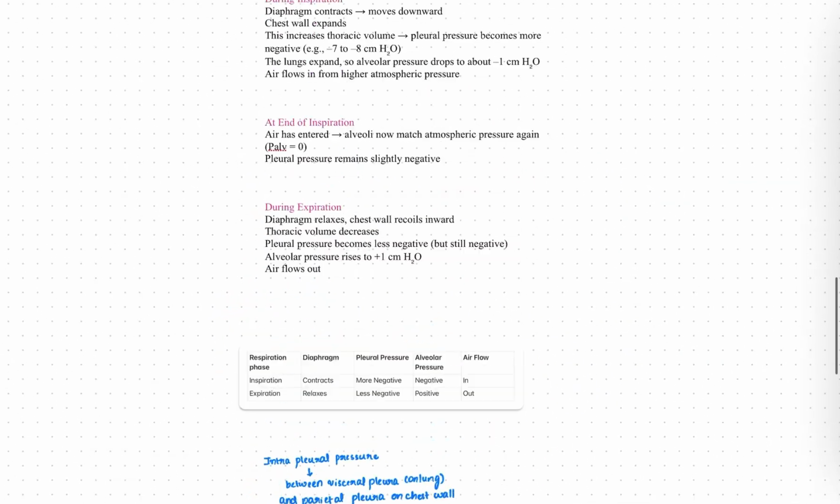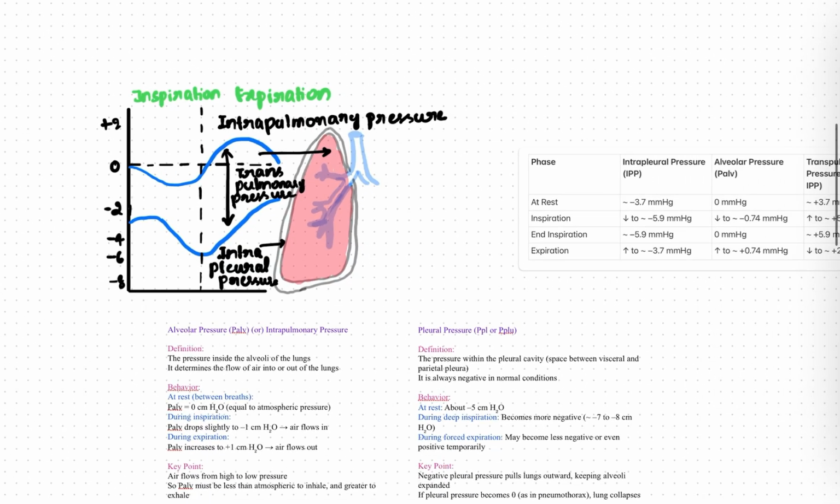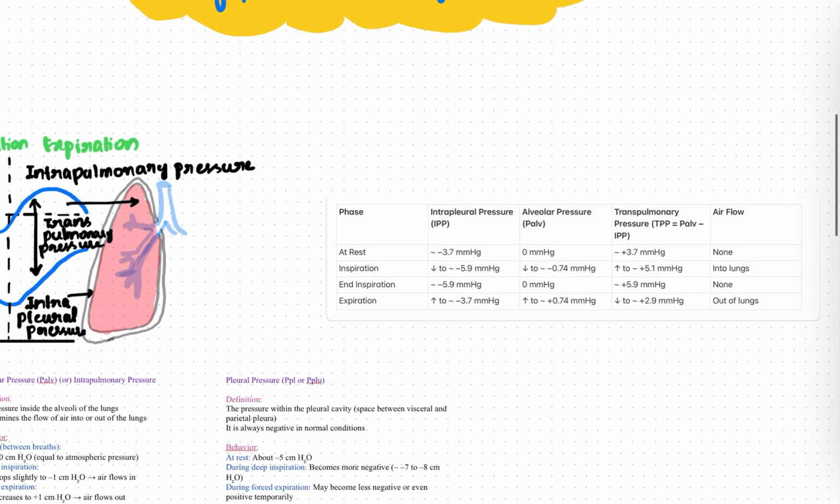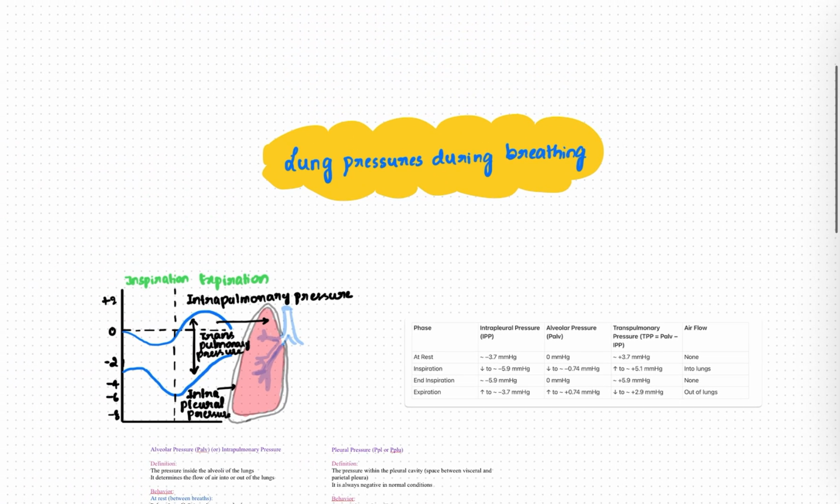So these are the important things we have to remember. These are the important lung pressures. The intrapleural pressure is always negative, the transpulmonary pressure is always positive, the alveolar pressure at rest is 0 and it becomes negative during inspiration. At the end of inspiration it becomes 0, and during expiration it will become positive. So these are the important points in lung pressure.